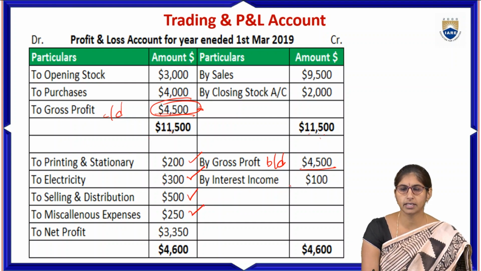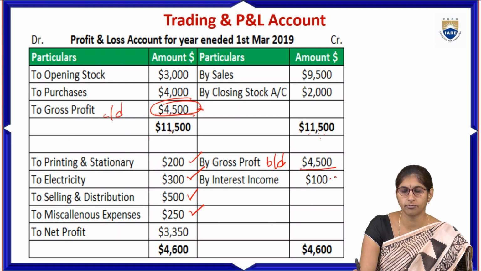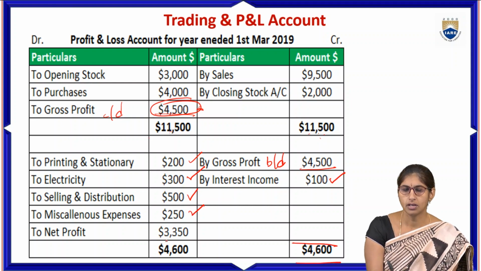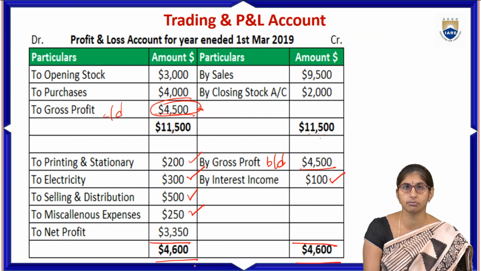After that, interest income. We have received interest, so that is a gain for interest received. It is an income for us, so we are going to record it on the credit side of the profit and loss account. Once all the items are recorded on the debit side and credit side, then we have to balance both the sides. So the total of the debit side and credit side has to be the same.